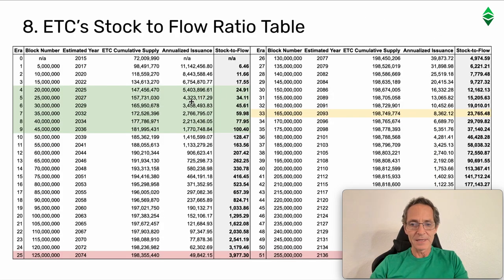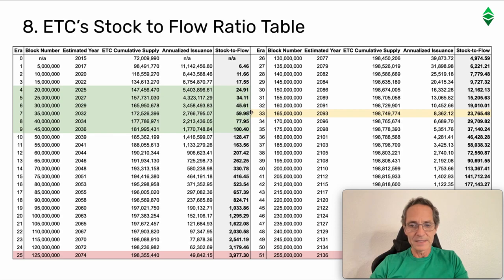So this is a similar table as before with the same period, eras 4 to 9, but instead of showing inflation here, it shows the cumulative supply at each era and the annual issuance in each era, and then it calculates the corresponding stock to flow ratio. So as you can see, silver is more or less 25, and ETC is going to be similar to silver by block 20 million in era 4, and it's going to be 24.91.